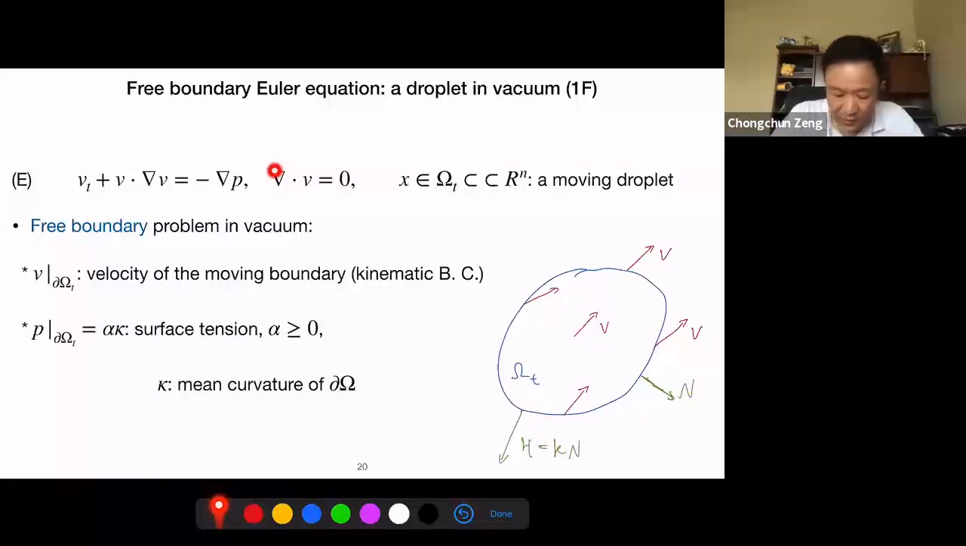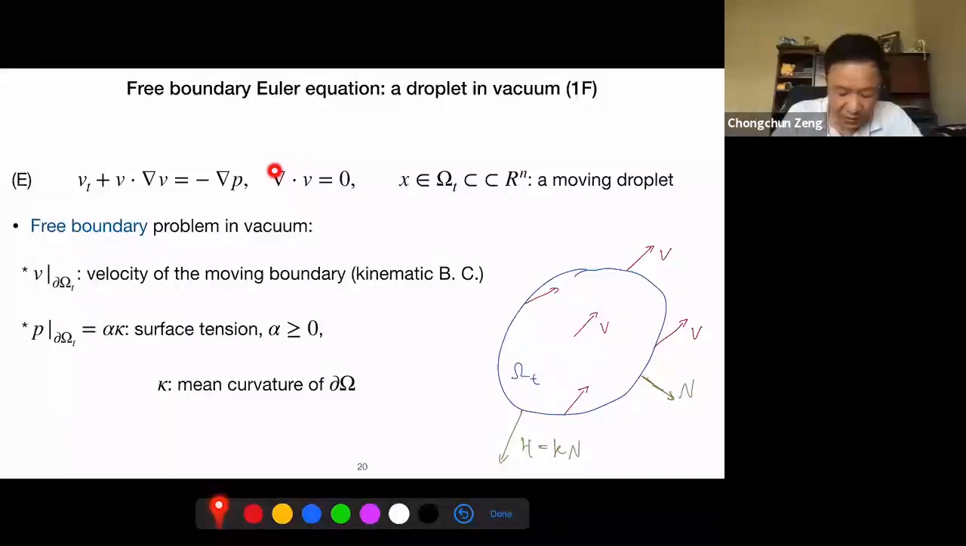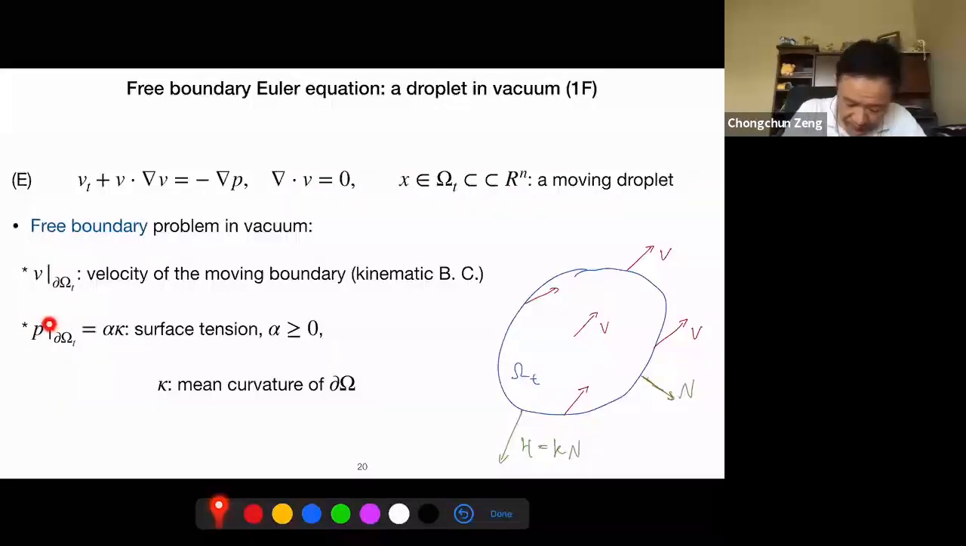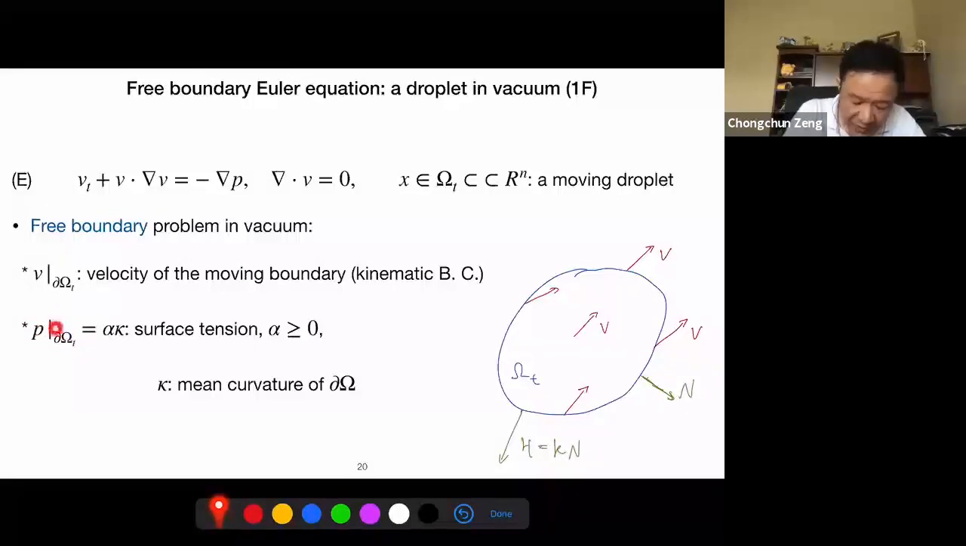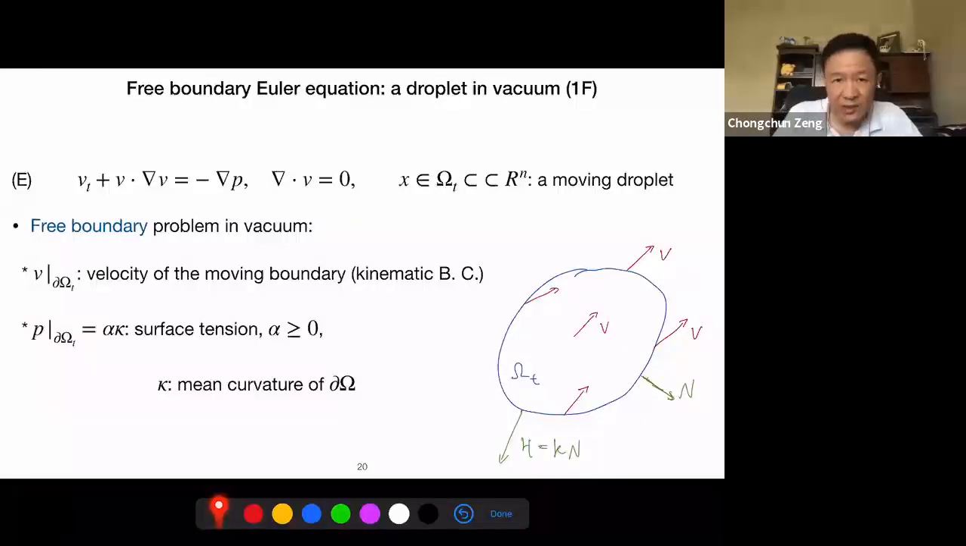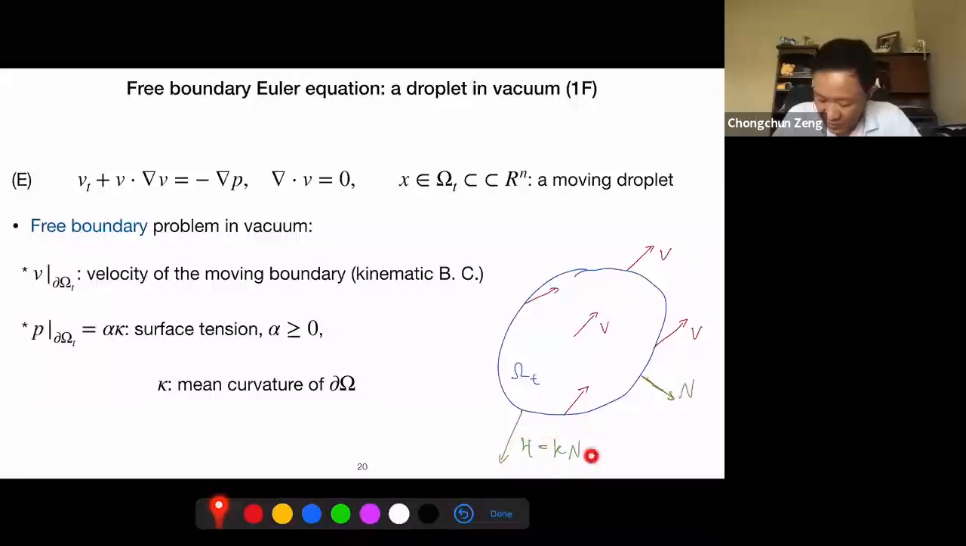And then on the boundary, we might consider the surface tension or there is no surface tension. So when there is no surface tension, the pressure on the boundary should be 0. And when we consider the surface tension, the pressure on the boundary is proportional to the mean curvature of the boundary. So in the n-dimensional space, the boundary is an n-1 dimensional hypersurface, and the mean curvature is a vector.